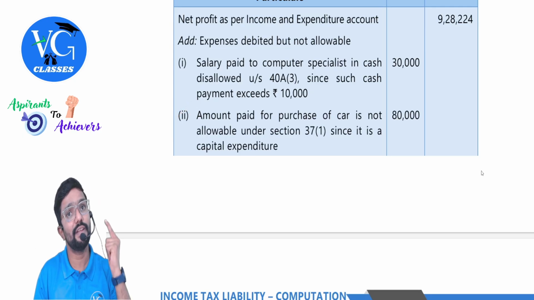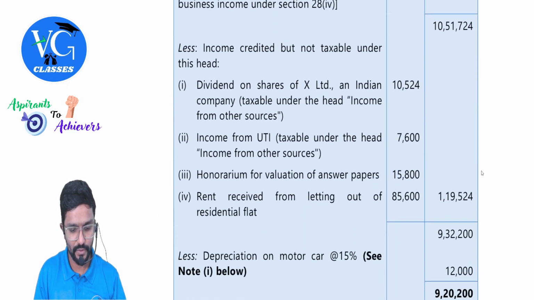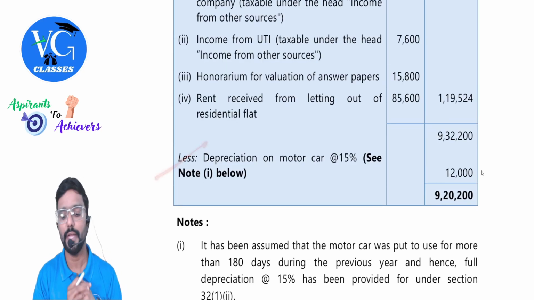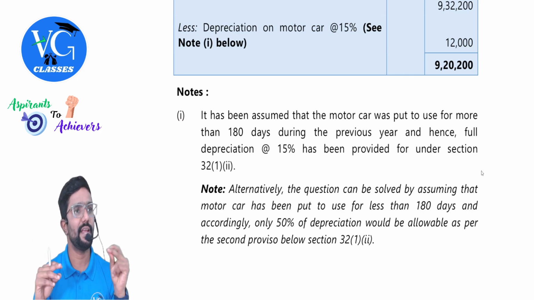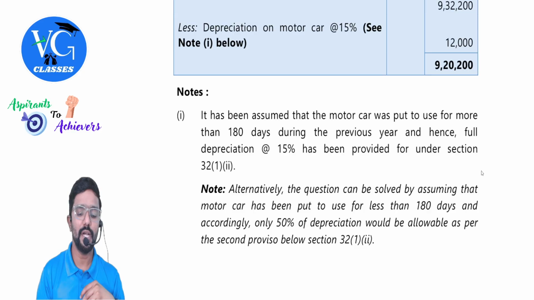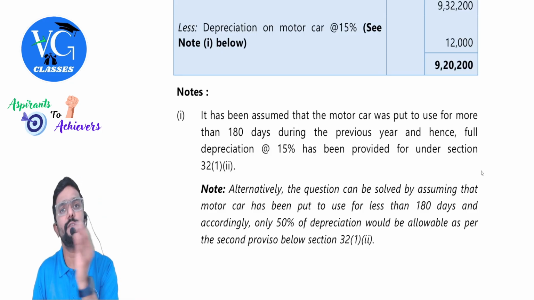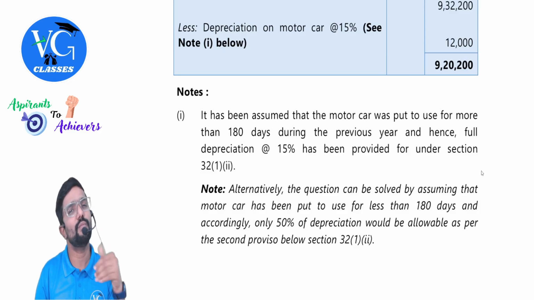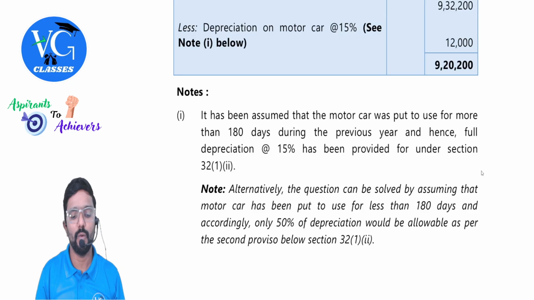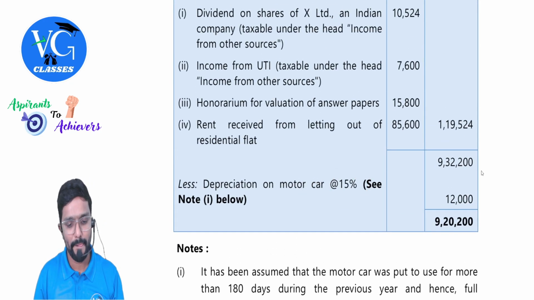But is depreciation allowed on this? Yes. How much is that? 80,000. So claim depreciation. Where they have shown the depreciation here: depreciation on motor car. It has been assumed that motor car is put to use for more than 180 days. So full depreciation, 80,000 into 15%. Alternatively, you can also assume that it is put to use for less than 180 days. In that case, 15% into 50%. If question is silent, better to assume more than 180 days. So it is 80,000 into 15%.